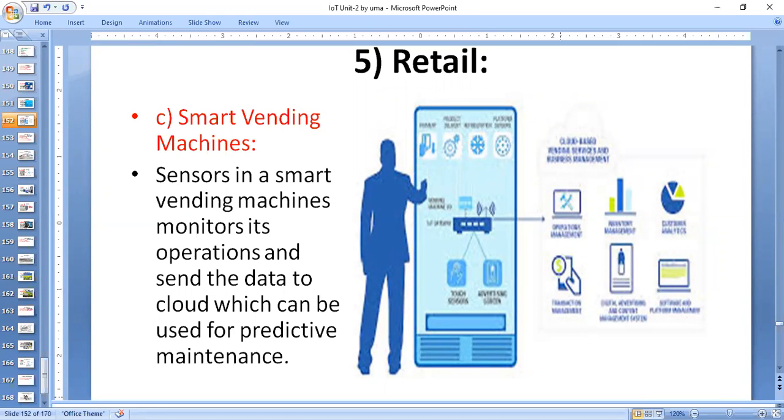The smart vending machine monitors its operation and sends data to the cloud, which can be used to predict maintenance. That is the main intention for the smart machine.